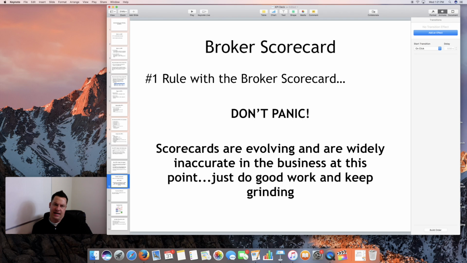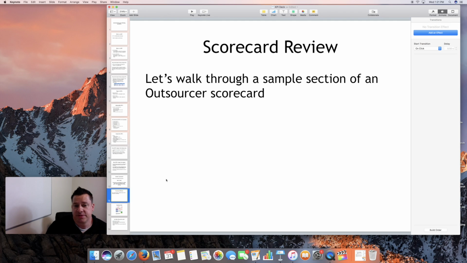So you're going to see that as they're evolving their process and fine-tuning it. Don't panic, right? Just keep digging in, keep doing good work, keep grinding every day. And if you run into a scenario that's completely off the wall, call me, send me an email. Let's take a look at it and figure out a way to get through your broker scorecard. But for the most part, just do the best that you can, measure it, track it, and keep grinding every single day, okay? Now, as promised, I do want to walk through one.